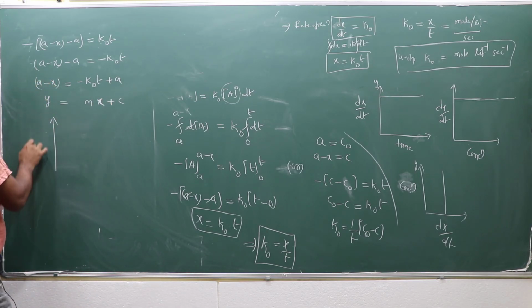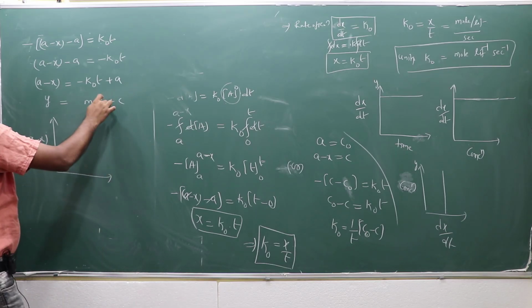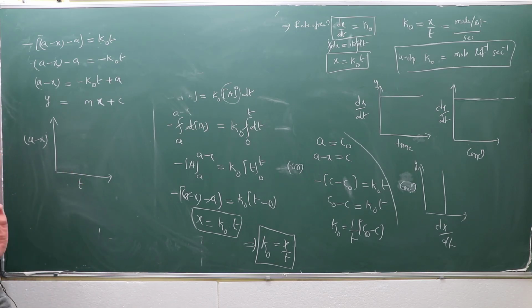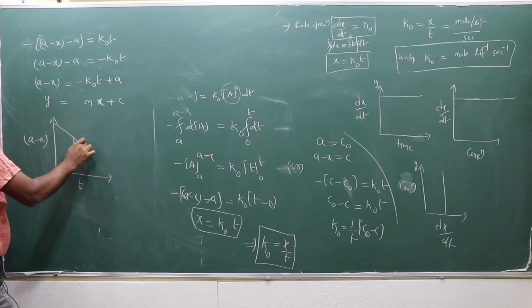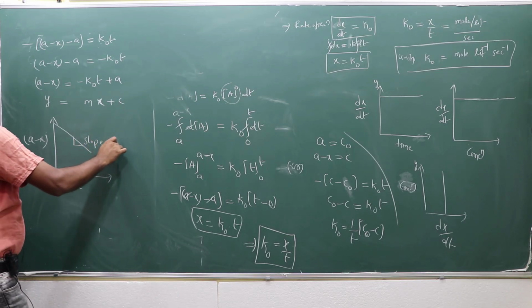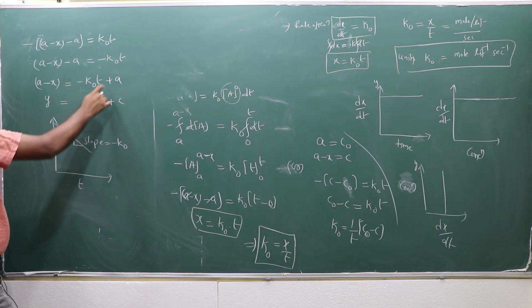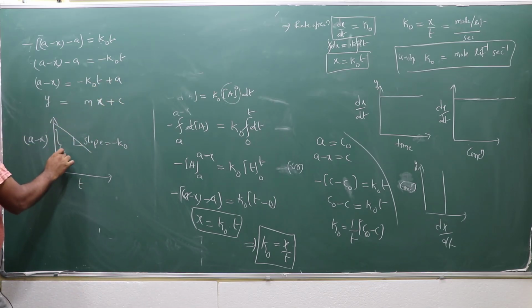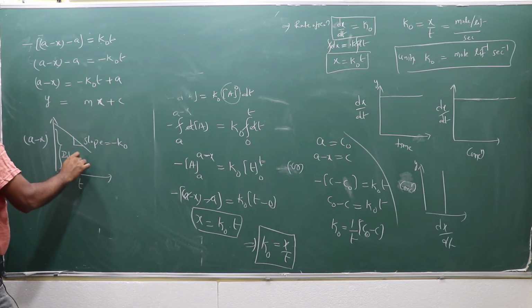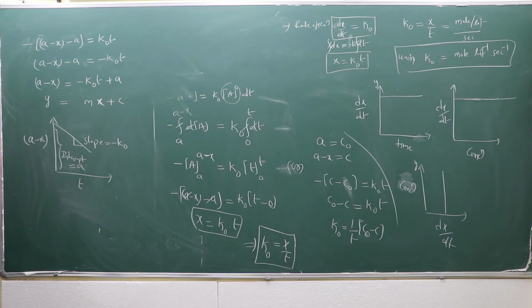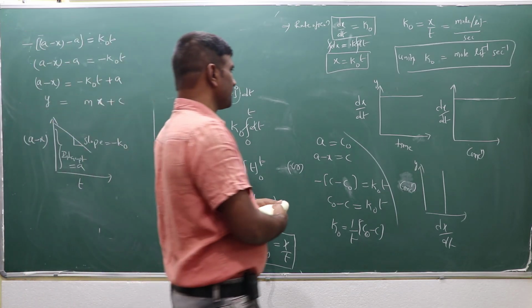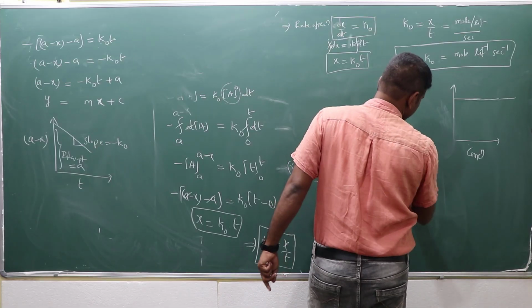So in the y-axis, A minus x, and x-axis time t, and this is considered as the slope, negative slope. Slope is equal to minus k naught, and this is the intercept. Intercept is a. This is one type of graph, it may be there. And another one more type.